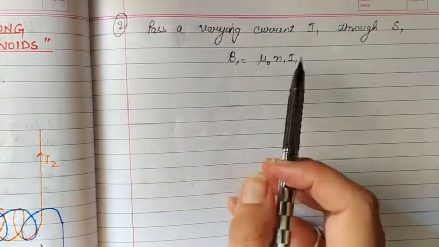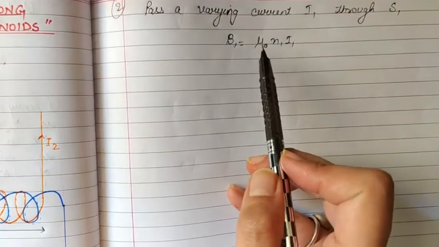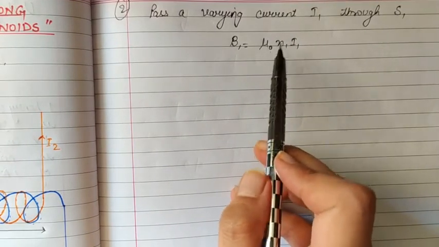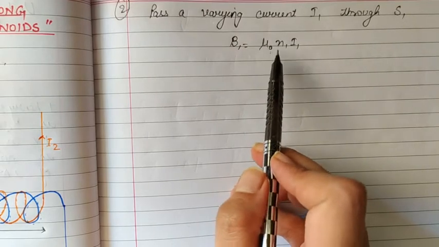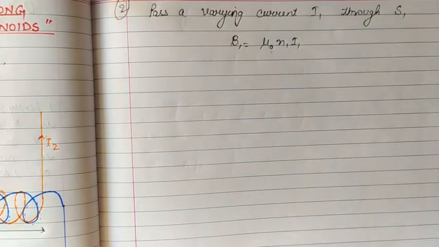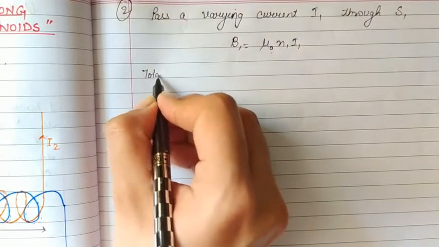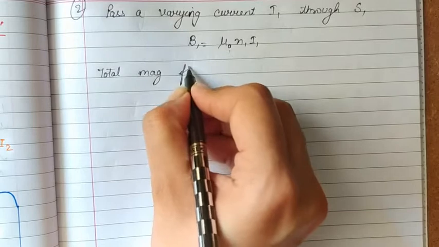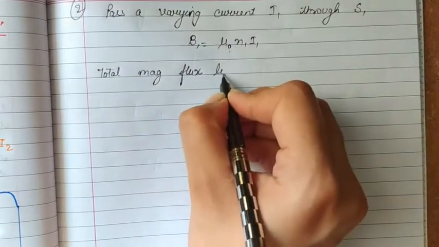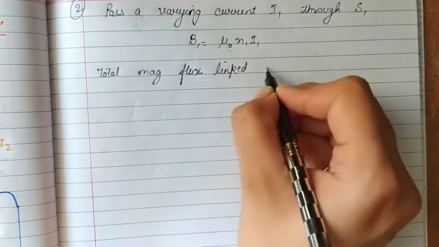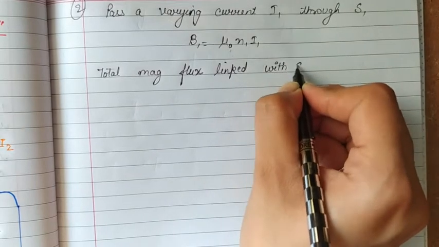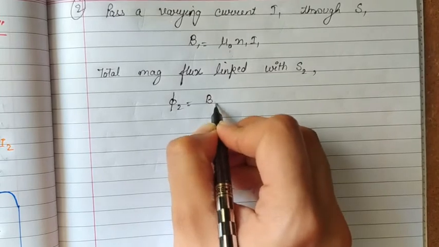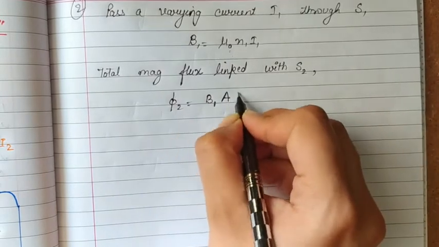Now because of this magnetic field there will be a magnetic flux linked with the second coil. This is the field in 1 and because of that there is a magnetic flux linked with the second coil. So the total magnetic flux linked with S2 will be phi 2 is equal to B1 A N2.